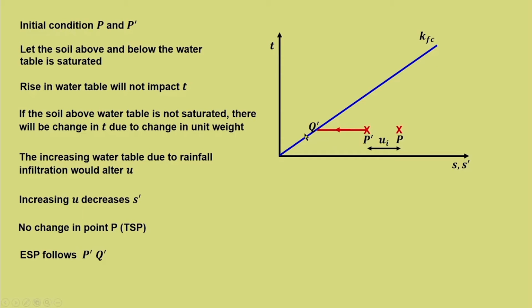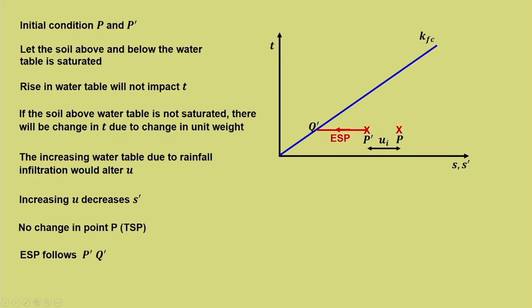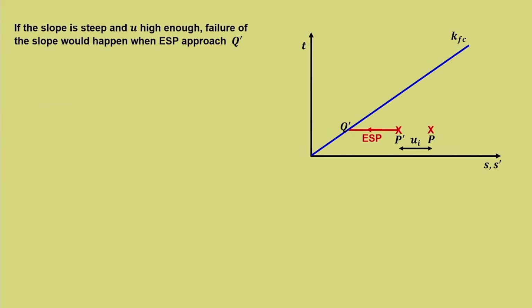So, it is a progressive failure condition from P dash; as and when there is change in pore water pressure, it moves towards Q dash. Okay. At some point of time it fails. So, if the slope is steep and pore water pressure generated due to infiltrating rainwater is high enough, failure of the slope would happen when ESP approaches Q dash.